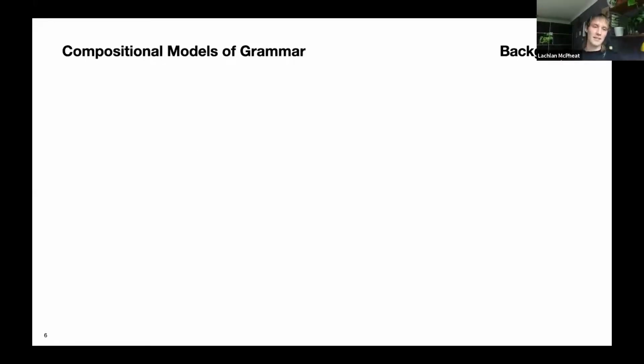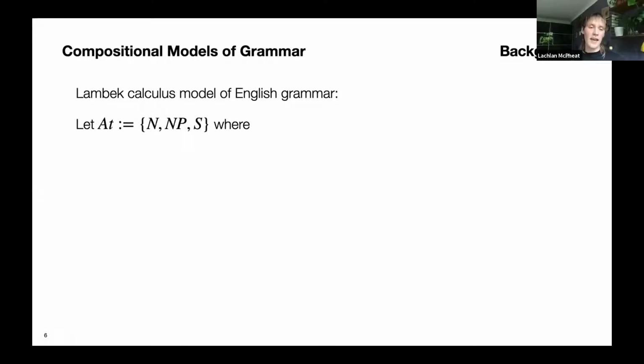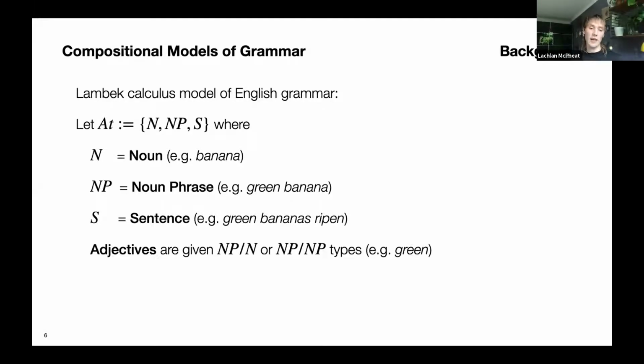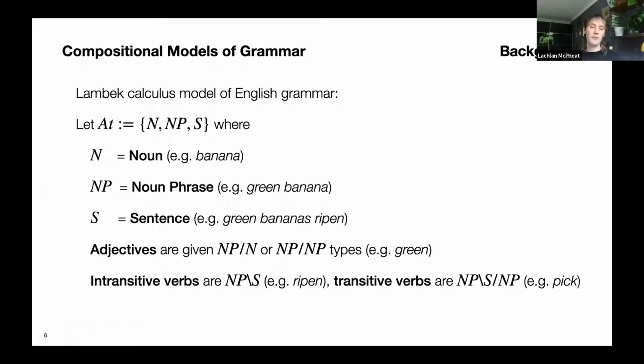But so now we know what the Lambek calculus is. And I want to show you how we use this to model grammar in natural language. So we start today just with English grammar. You can do this for plenty of other languages too, though. And we set our atomic types to be N and NP and S, where N stands for noun, like banana, and NP stands for noun phrase, like green banana, and S is a sentence, like green bananas ripen. And then we have the more complex types, for example, NP over N, or NP over NP, and these are the types of adjectives. And then we have verb types. So for example, there's intransitive verbs, NP under S, and transitive verbs, NP under S over NP.